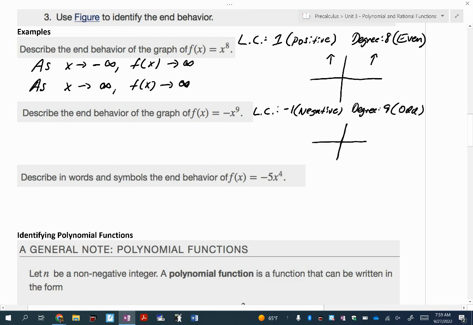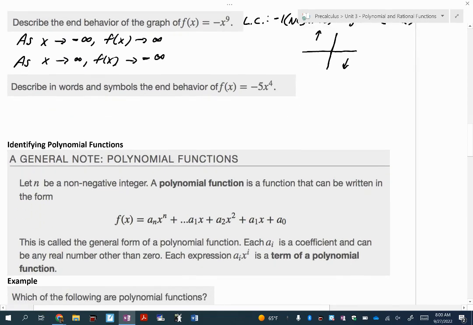Again, if this was a positive leading coefficient with an odd degree, then I would have bottom left to top right. But since it's negative, I'm going to have top left to bottom right. So that's going to change how I describe the end behavior. As I'm moving to the left forever, the function is approaching infinity. And as I'm moving to the right forever, the function is approaching negative infinity. All right, that's essentially how this works.